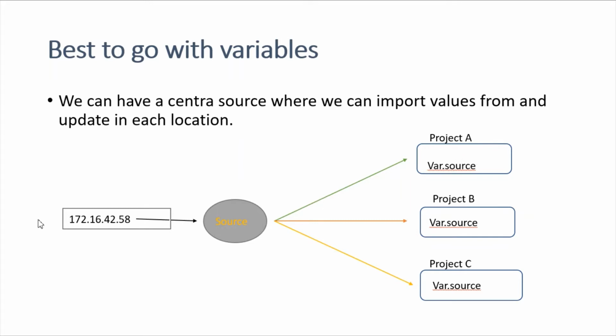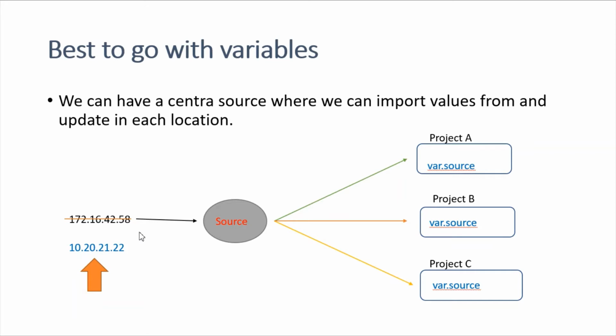So assume after a few days or after a week the IP got changed. Your client came and said, this IP is changed, we migrated from one network to another network due to some compliance, so you need to modify. Again, what you need to do, you just need to update here and it will update in the destination as well. So we can have a central solution from which we can import values and update in each location, instead of going manually and updating in 20 projects.